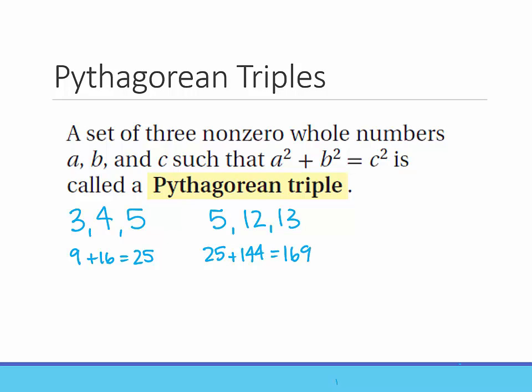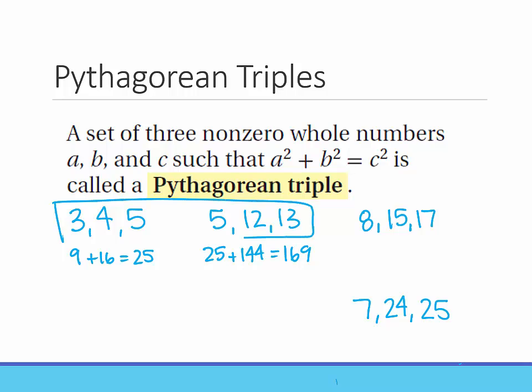There's several other ones. These ones are a little less important. 8, 15, and 17, and then also 7, 24, and 25 are all good ones. But these two right here are very common.